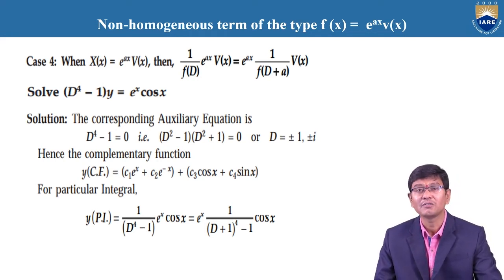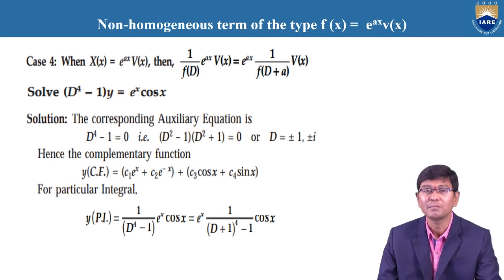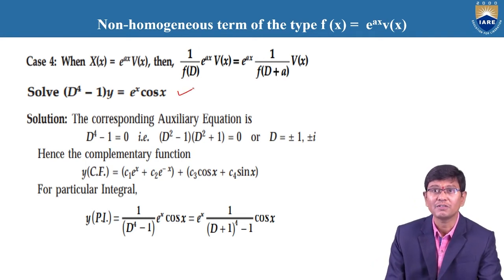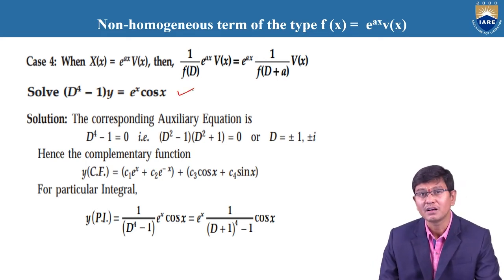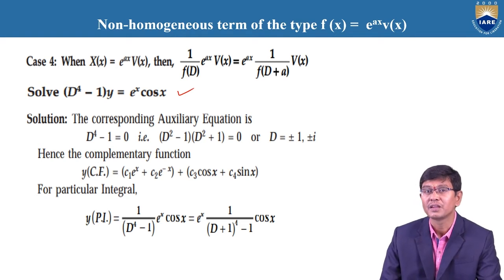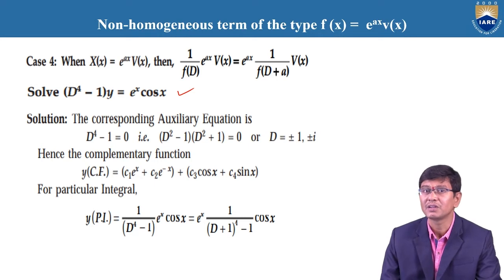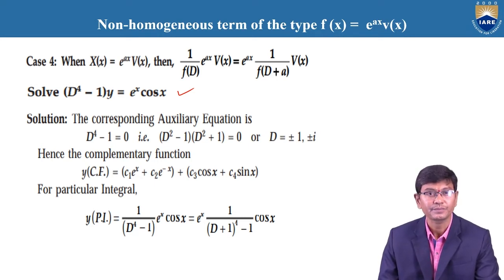Here we'll discuss one problem: solve D power 4 minus 1 into y is equal to e power x into cos x. Now first of all we need to find the auxiliary equation, that is the replacement of D is equal to m, otherwise we need to find directly the values of D.